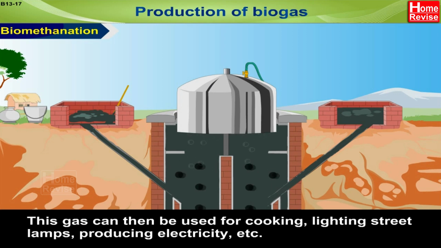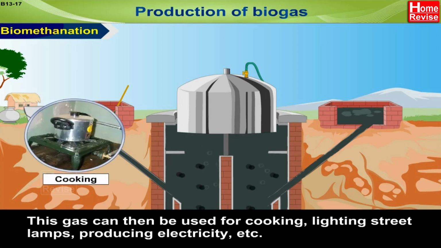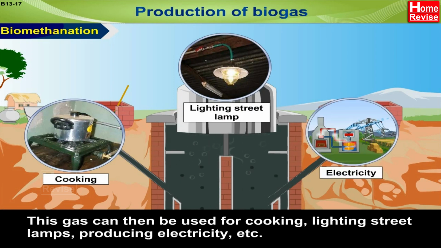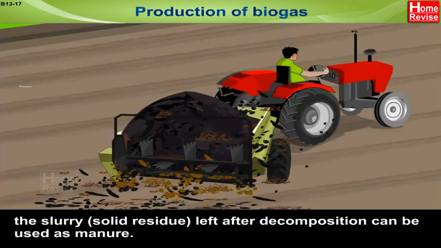The gas can then be used for cooking, lighting street lamps, producing electricity, etc. The slurry, which is solid residue left after decomposition, can be used as manure.